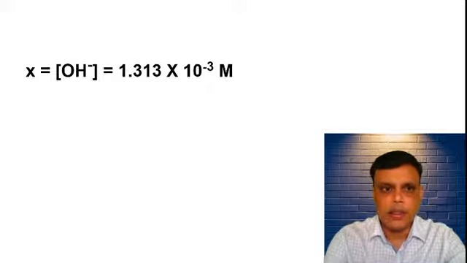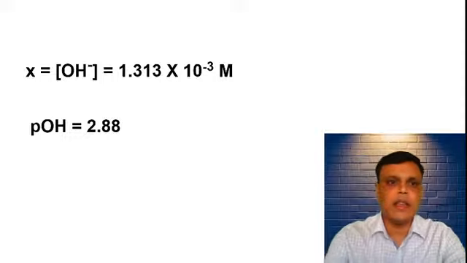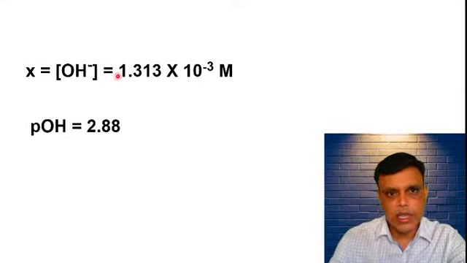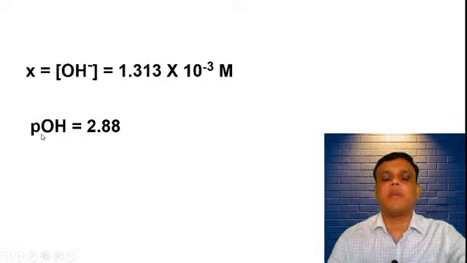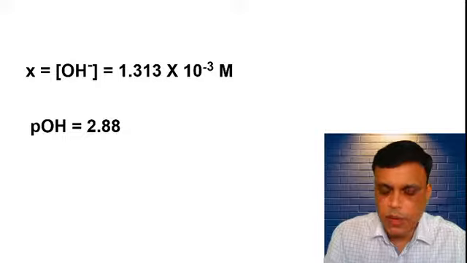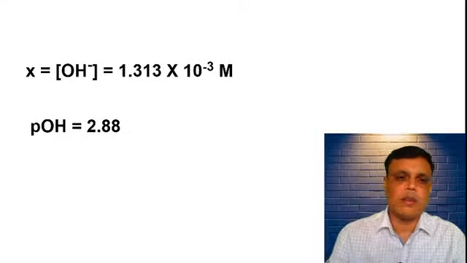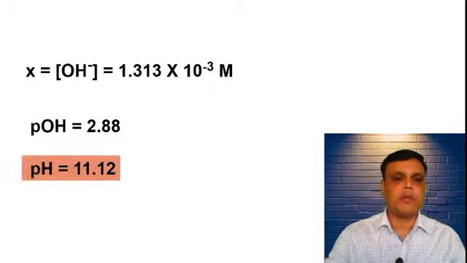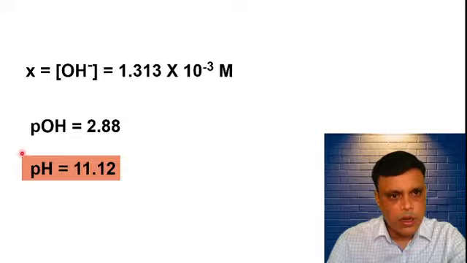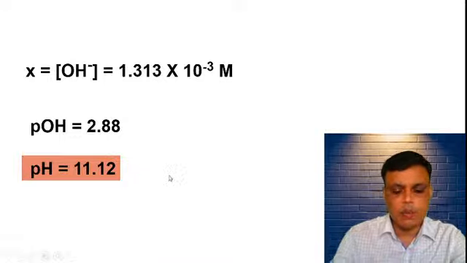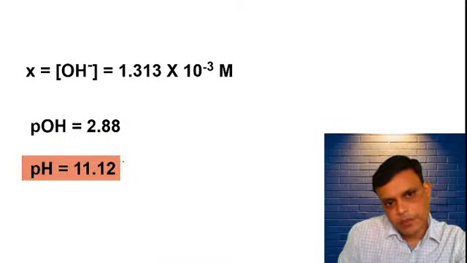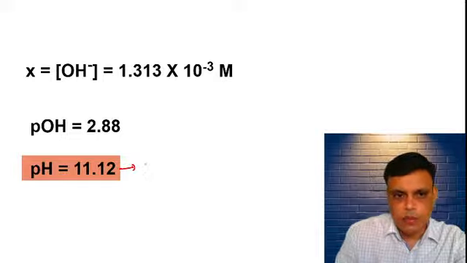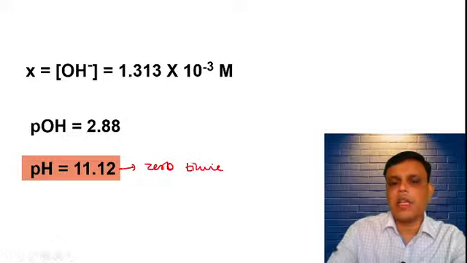Okay, then just take the negative log of this value. You will get the pOH, and from that pOH you can easily calculate the pH. That is, pH is equal to 14 minus 2.88. It will give you pH 11.12. So this is the pH of your titration at 0 time, or at the starting.